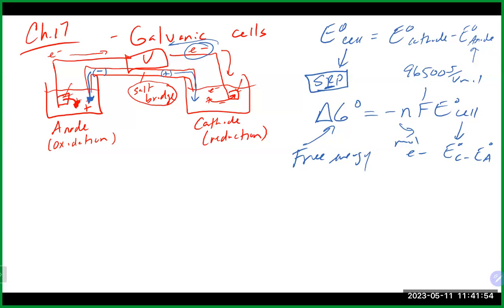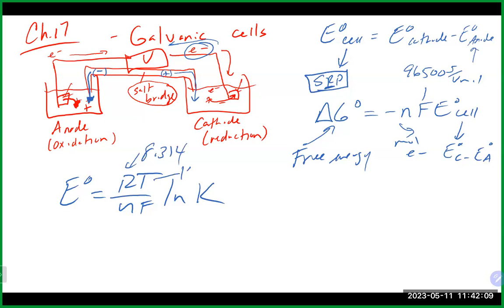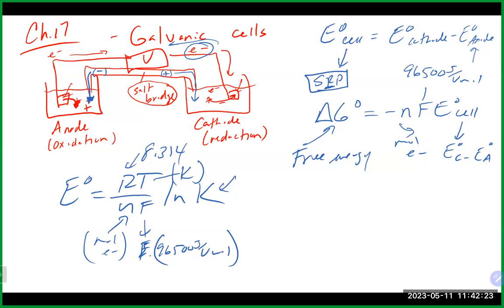We also saw one that related the equilibrium constant to it as well: RT/nF natural log of K in this case. And these are all our same characters. That's our 8.314. That's our temperature in Kelvin. That's our moles of electrons. And that's still our Faraday's constant, our 96,500. And obviously that's our equilibrium constant, which is products over reactants, just like we normally would calculate it.